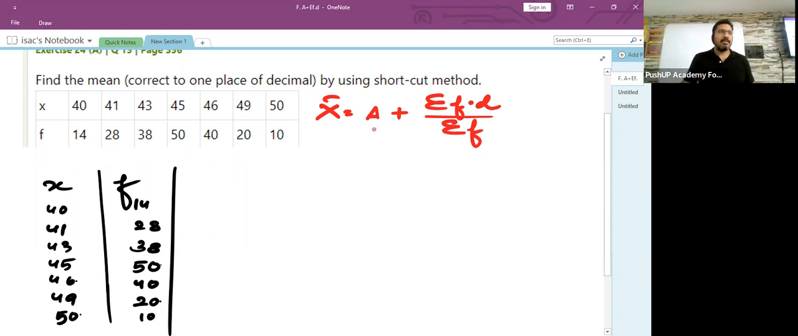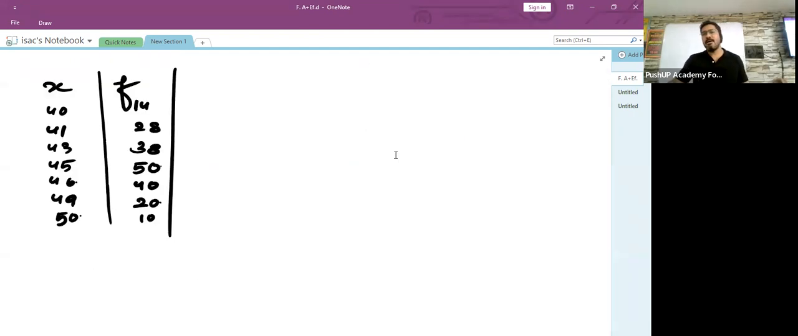Now, what is A? I had told you, it is assumed mean, isn't it? So children, for ungrouped data, how do we find assumed mean? In this column of variable X, you just need to go to the middle portion or the central portion of the observations. What are the observations given to you? 40, 41, 43, 45, 46, 49, 50. Which is that particular observation which comes somewhere in the middle of the arrangement? I think it is 45, isn't it?